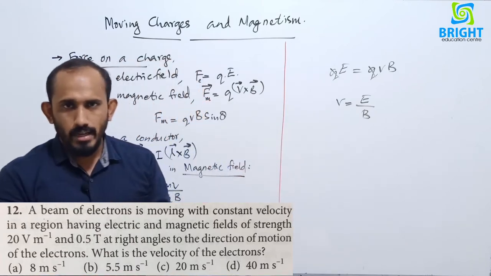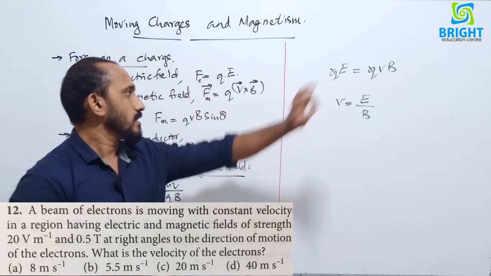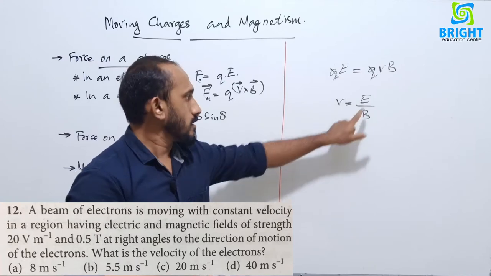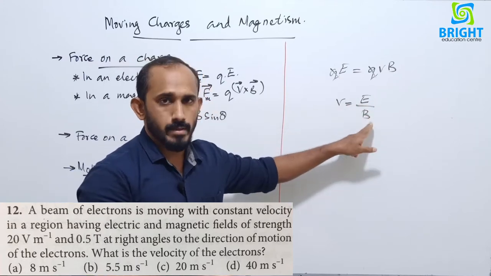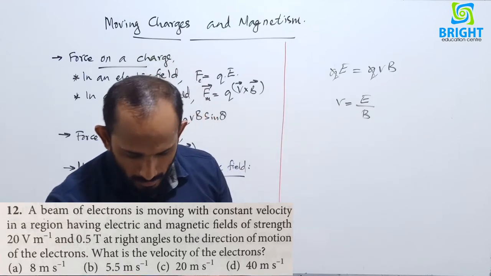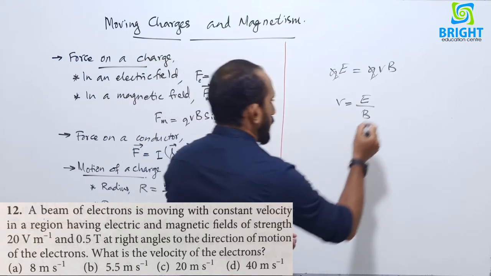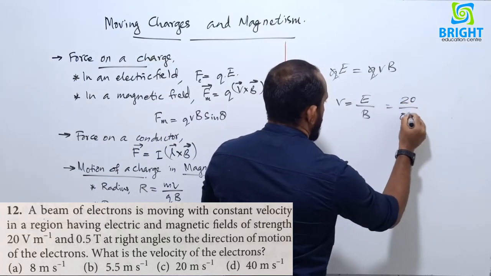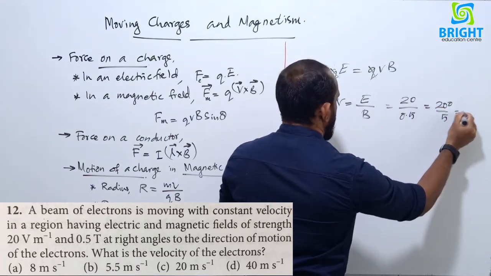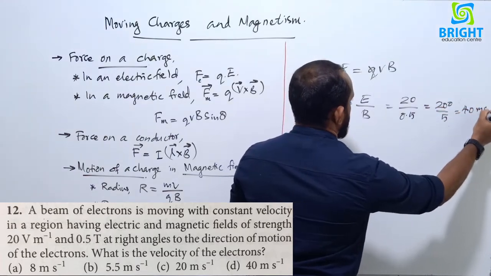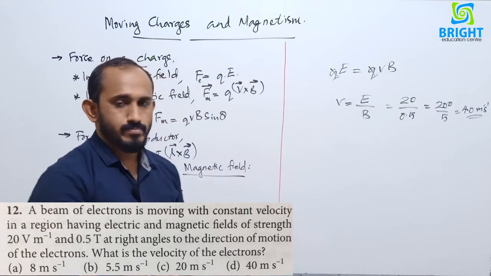If a particle is moving undeflected, or it will move with zero force on it, in crossed electric and magnetic fields, the ratio E by B is equal to the speed. So we have to find out E by B. Here the electric field is given as 20 and the magnetic field is given as 0.5. So that is equal to 20 by 0.5, which is nothing but 200 by 5. That is 40 meter per second. Option D is the correct answer.